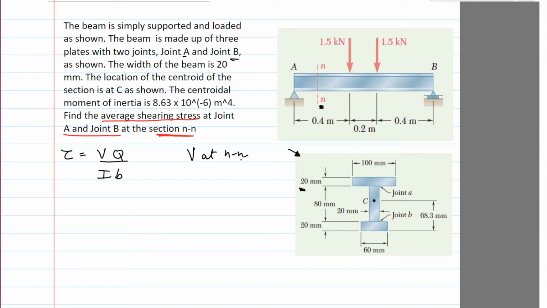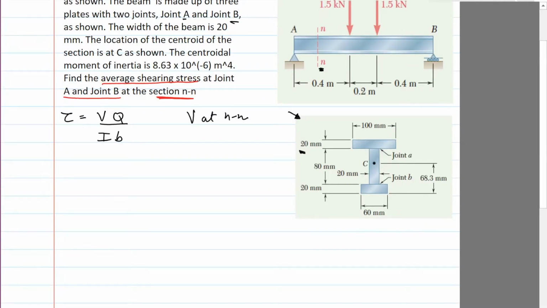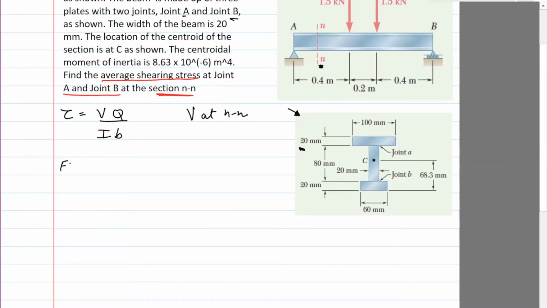So the first thing to do here is to find the shear force at the section NN. So this is where we go back and look at the bending moment or the shear force diagram. In this case, you really don't need to draw the shear force diagram. You just need the shear force at NN. So I'll just find the shear force at NN. But before I do that, I need to find the reactions at A and B. So I need to do the free body diagram. So let's draw the free body diagram.